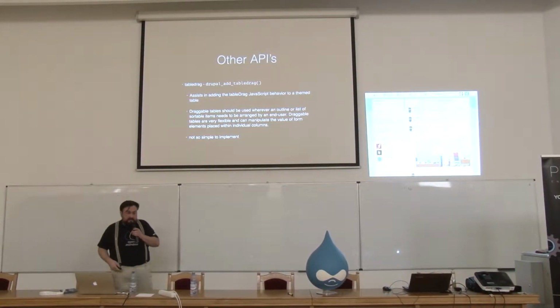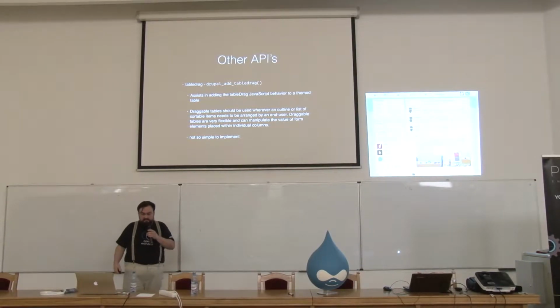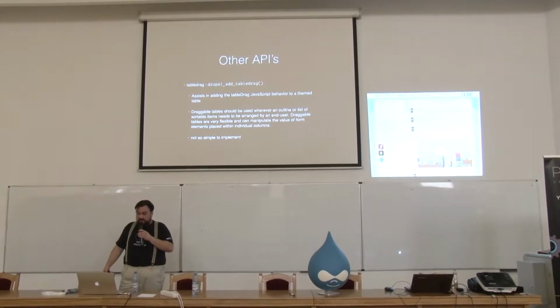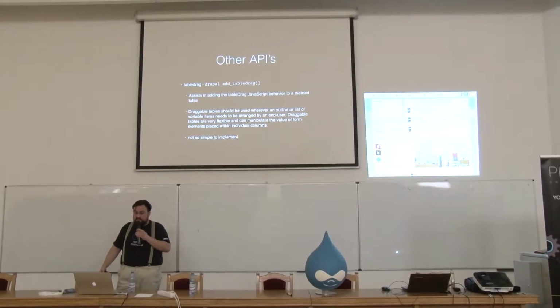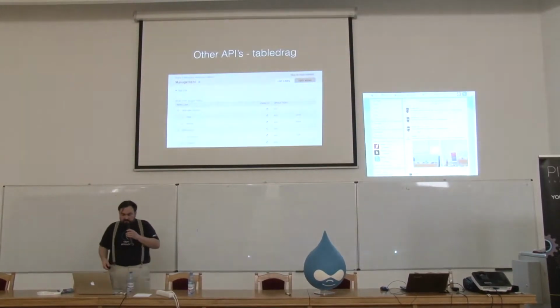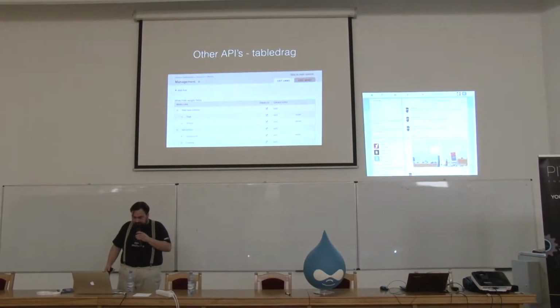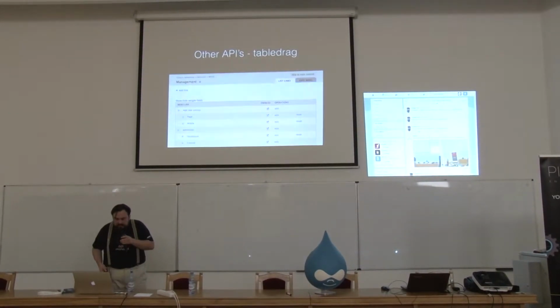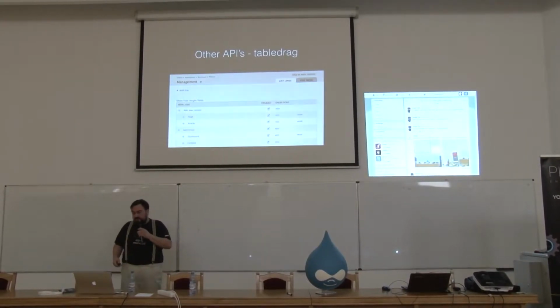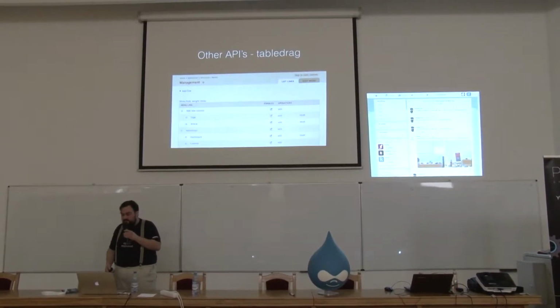Table drag is also an API in Drupal 7. It allows you to build tables where you can change some weights for elements. For example, blocks. Blocks use this API. It's not so easy to implement. It's just a shout out that this exists. I'm not going to go into it.